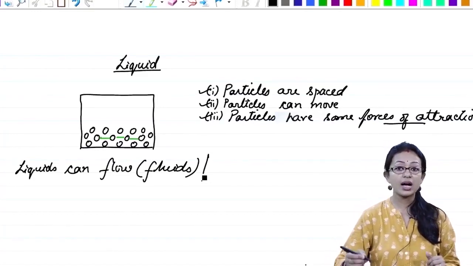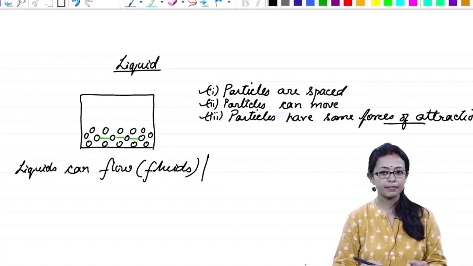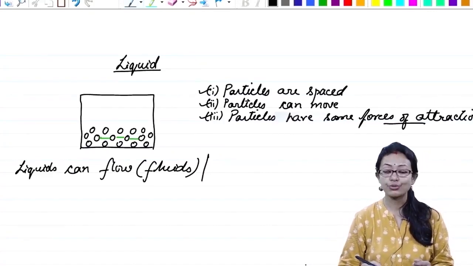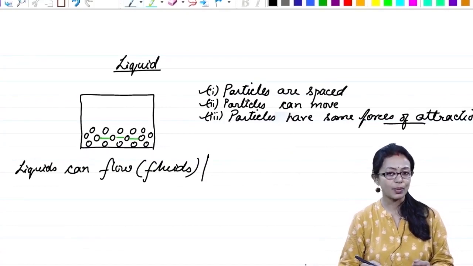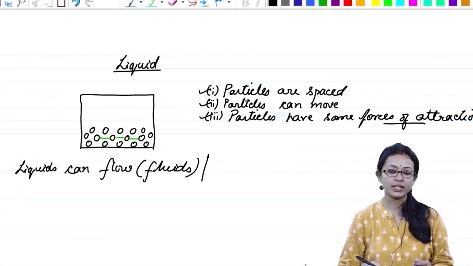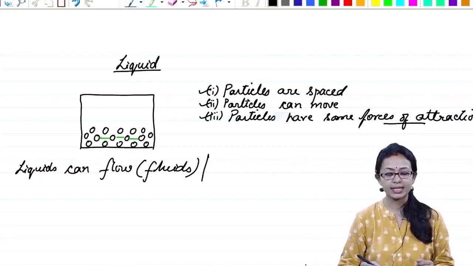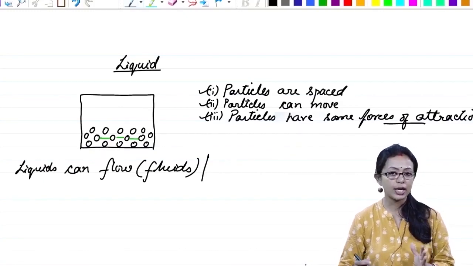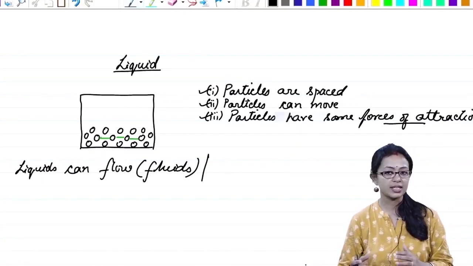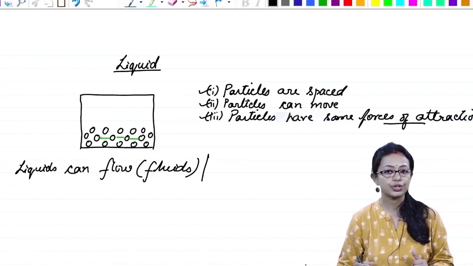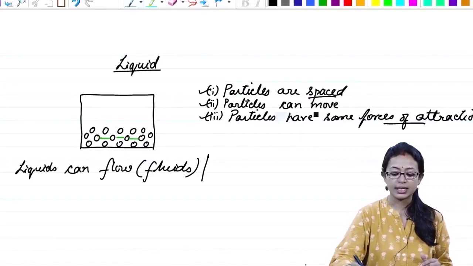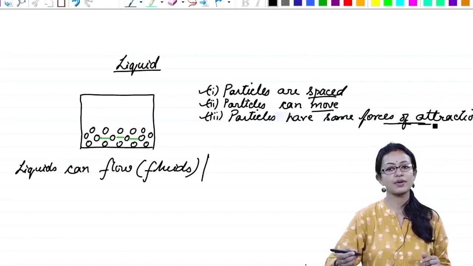Next, liquids are negligibly compressible. Next comes the rigidity of the liquid. Are liquids rigid? No, they are not. And that is the reason why they take the shape of the container in which they are contained. They can take the shape of the bottle, the jar, or the glass. In any shape, any form you want, the liquid can take the shape because they are not rigid. Why are they not rigid? Because again, they have space, they can move, and they also have forces of attraction.